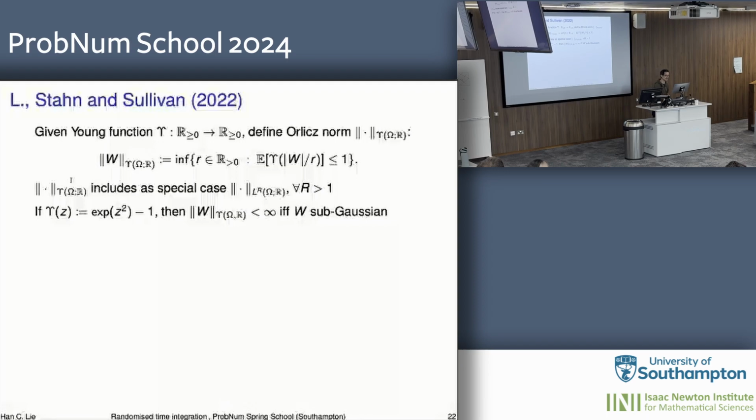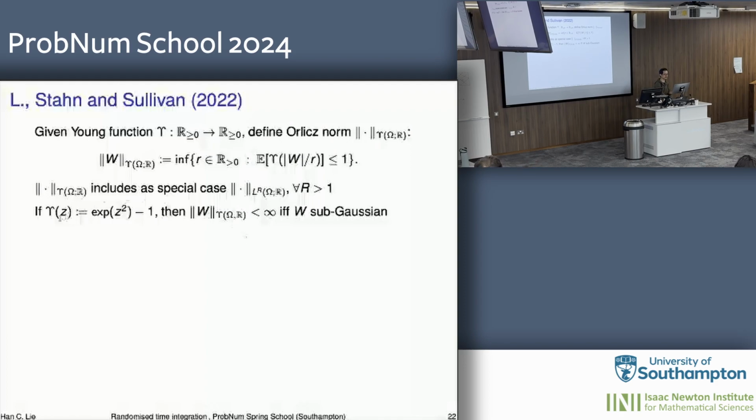Even nicer, if I choose the Young function to be exponential of z squared minus 1, then this Orlicz norm is finite if and only if w is sub-Gaussian. So you have norms which encode nice statistical properties of your random variable.